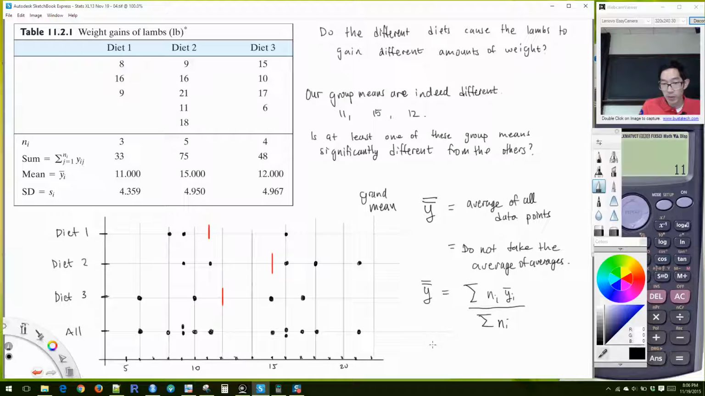Okay, so in this case, we could do 3 times 11 plus 5 times 15 plus 4 times 12, and we would divide by 3 plus 5 plus 4, which is 156 divided by 12, and so my grand mean is 13.